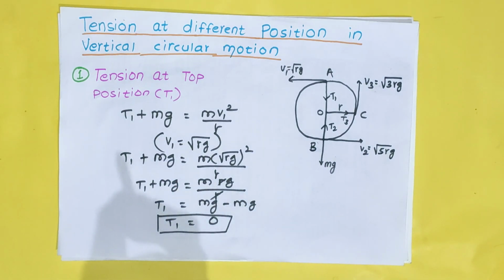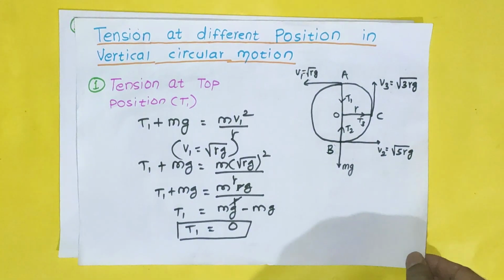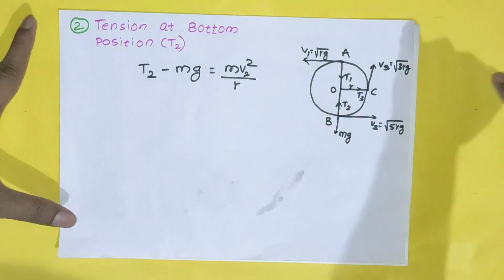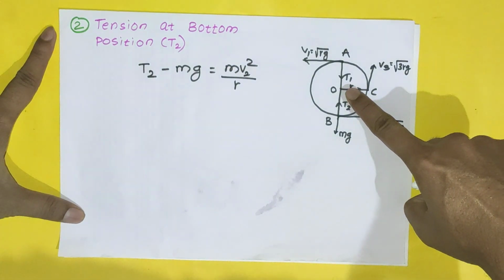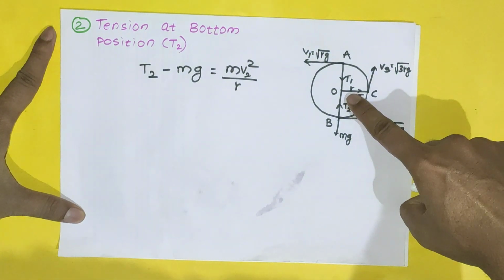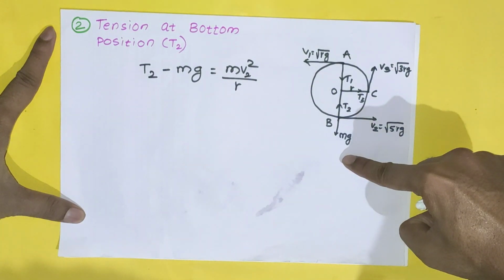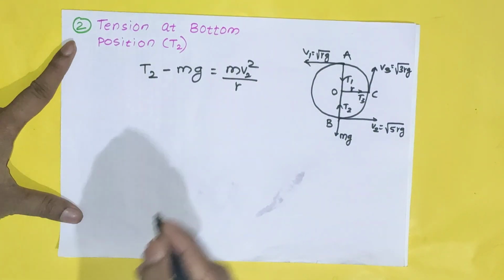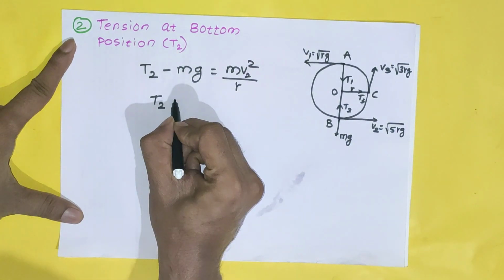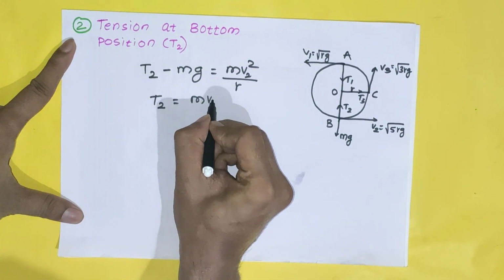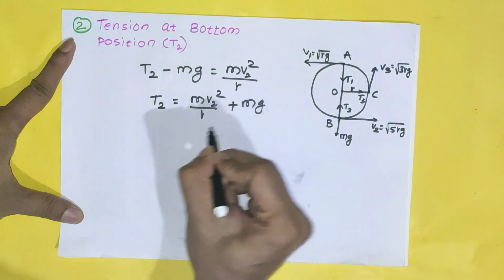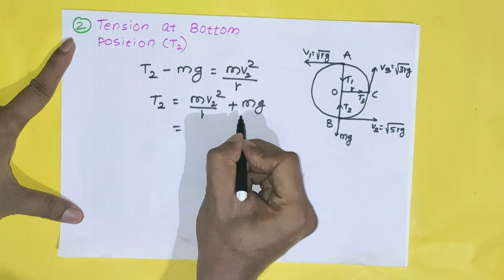Now, to find tension at bottom position, we are taking T2 minus mg, because here the direction of tension will always be towards the center. So T2 is in the upward direction and mg in the downward direction. The directions are opposite, therefore there is a negative sign. So T2 is equal to mv2 square by r. This minus will now become plus, mv2 square by r plus mg.